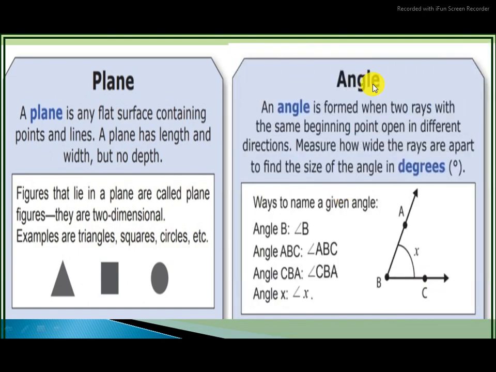Angle. An angle is formed when two rays with the same beginning point open in different directions. Measure how wide the rays are apart to find the size of the angle in degrees. So here you have the ray AB and BC starting at the same point B. So B is called the vertex of the angle and AB and BC are called the arms of the angle. The distance between the two rays is measured in degrees as angles.